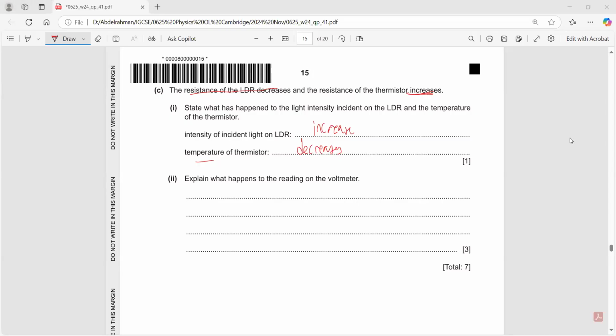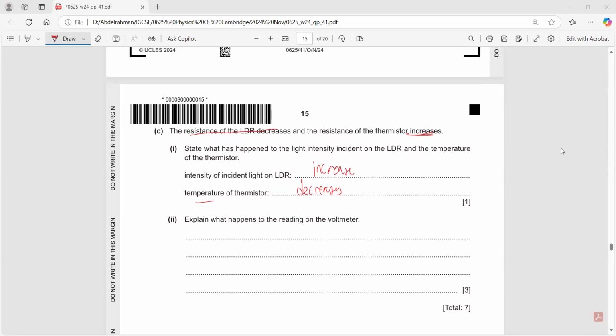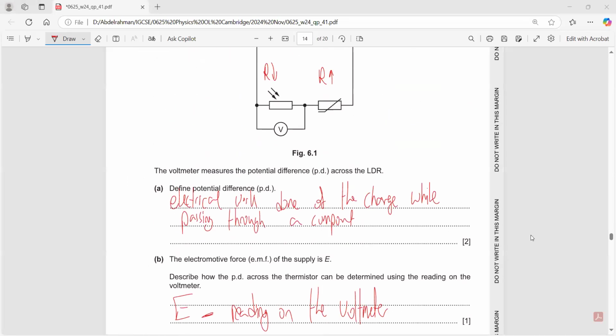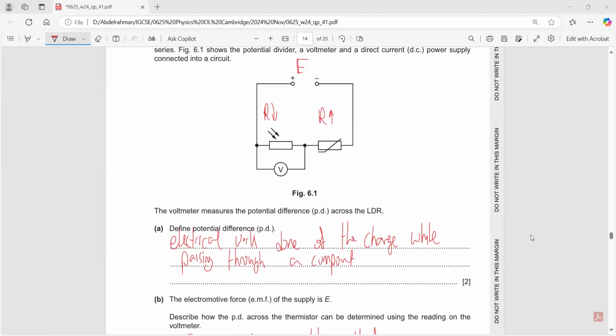Explain what happens to the reading on the voltmeter when the light intensity increases and the temperature decreases. Let's talk about the voltmeter. Now, the resistance of the LDR decreases. Therefore, the voltage, or the reading on the voltmeter, has to also decrease. So the voltage here decreases.